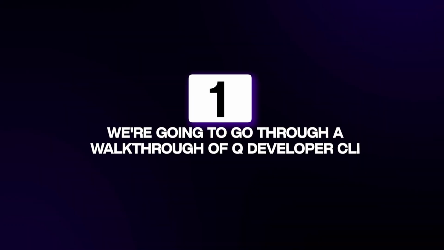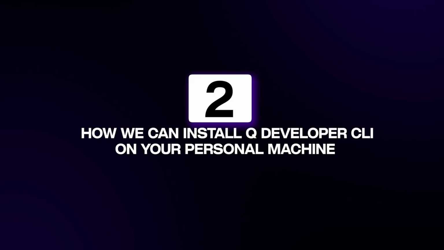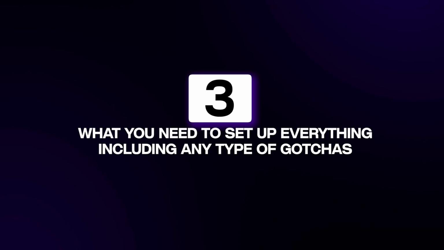And that's not all it can do. So in this video, we're gonna break it down into three parts. One, we're gonna go through a walkthrough of Q Developer CLI, changing some code, and then deploying the full stack app with zero manual steps on Amazon EC2. Then second, we're gonna jump into how we can install Q Developer CLI on your personal machine. And then lastly, we'll cover what you need to set up everything, including any type of gotchas, so everything connects and works properly on your machine before the video is over.